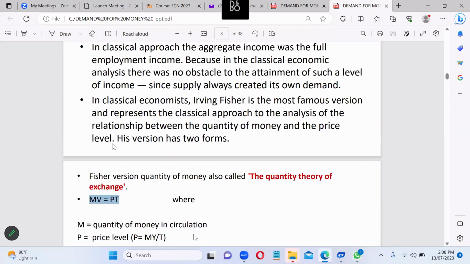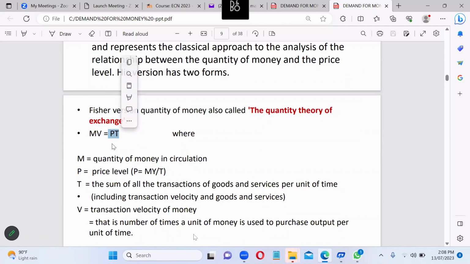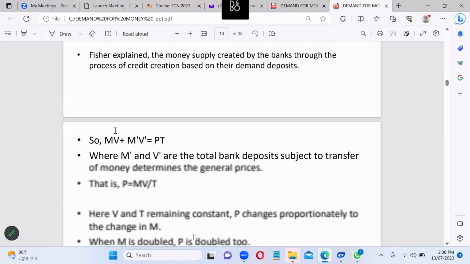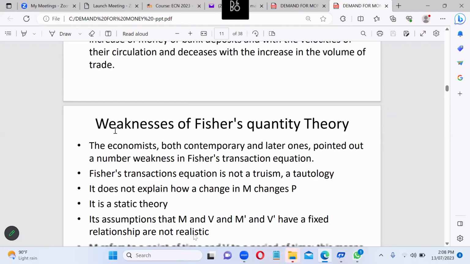MV and PT. But the weakness is that we cannot identify the relationship between M and V and P and T. We cannot identify it. This is the main weakness in this transaction equation. We only identify the relationship between MV and PT, but we cannot identify the relationship among M, V, P and T. That is the weak point in the Fisher concept.